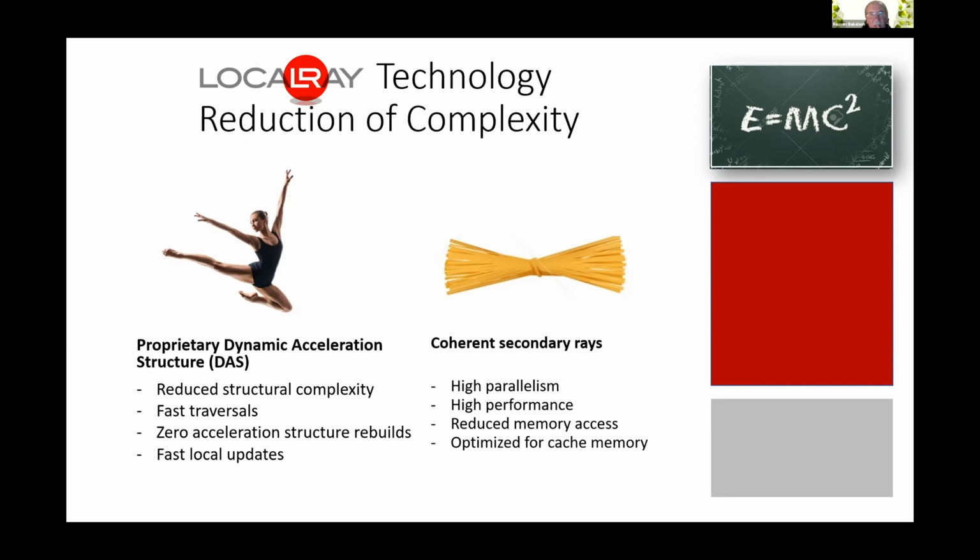And the second point is coherent secondary rays. You know, secondary rays are the most important in hybrid ray tracing because the primary rays are done by rasterization. And the secondary rays must be coherent in order to make them in parallel, high performance, and optimized for cache memory. And that's exactly what we get. We will talk about it later more.